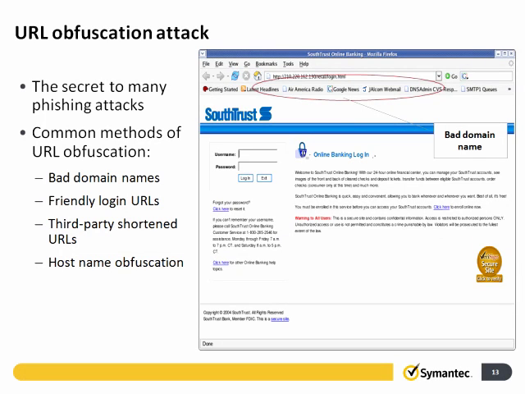The secret for many phishing attacks is to get the message recipient to follow a hyperlink to the cybercriminal's server without them realizing that they've been duped. Unfortunately, phishers have access to an increasingly large arsenal of methods for obfuscating the final destination of the customer's web request. The most common methods of URL obfuscation include bad domain names, friendly login URLs, third-party shortened URLs, and hostname obfuscation.